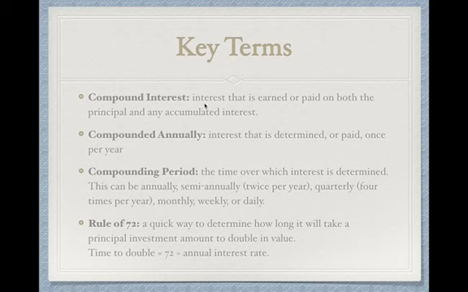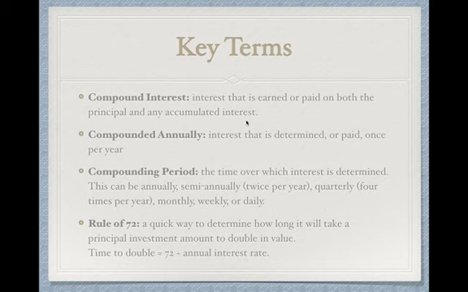But overall, compound interest is interest that is earned or paid on both the principal and any accumulated interest. So how that's different from simple interest is that with simple interest, you only earn interest on the initial principal amount that you invest. With compound interest, you earn the interest on what you invested, and then you can earn interest on top of that interest. Okay, so you can earn interest on the interest that you've earned. So it's kind of money on top of money.